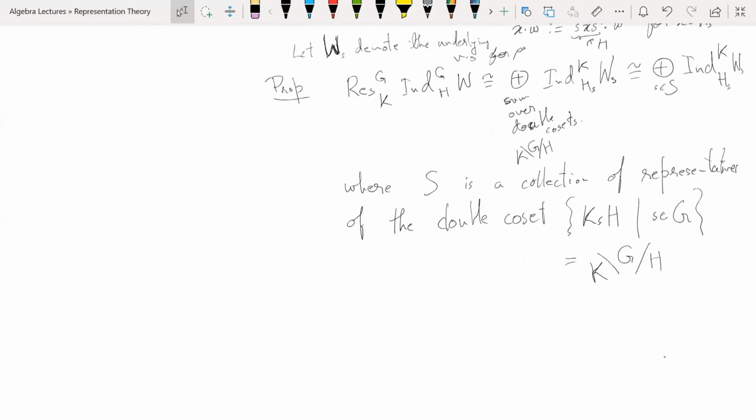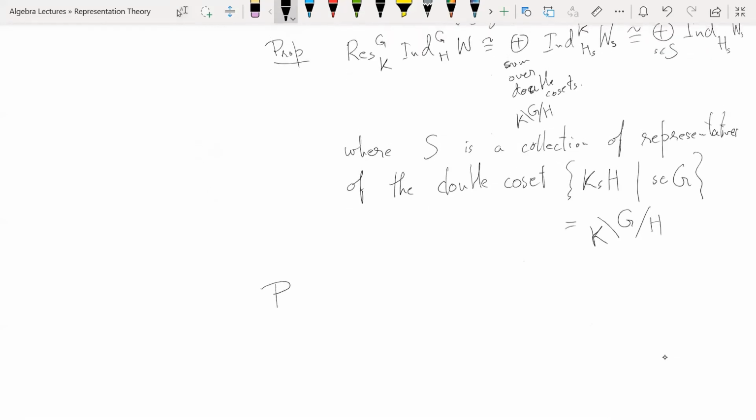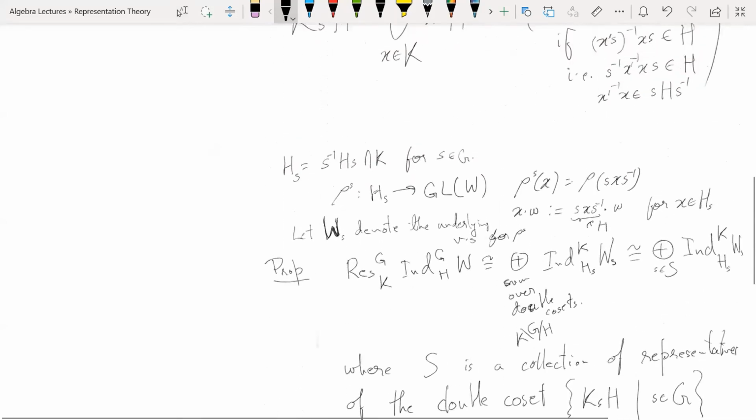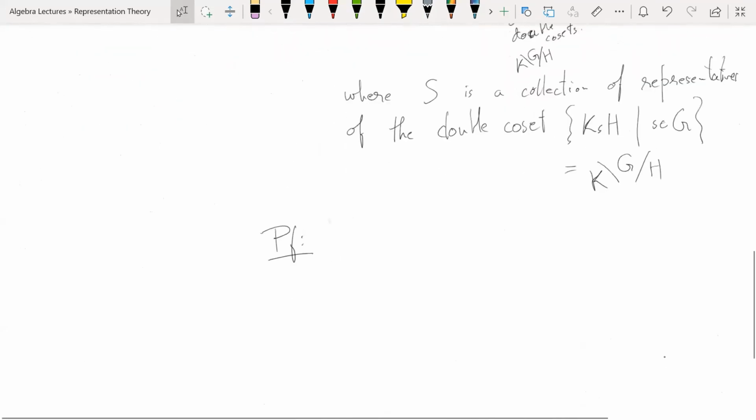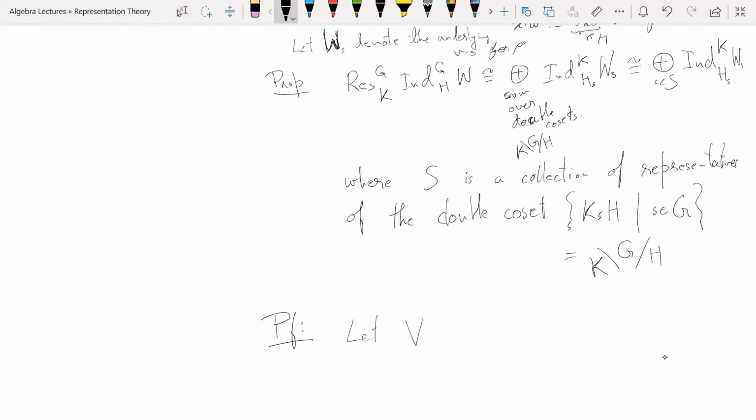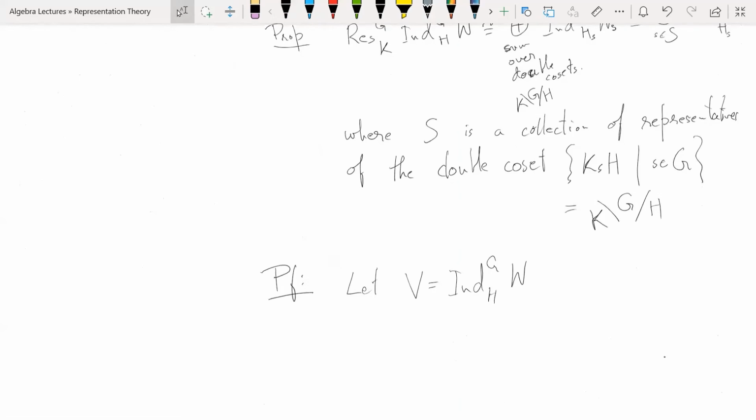Okay, so let's see a proof of this. V is our induced representation, the induction of W from H to G. Since V is induced, V is the direct sum of translates of W, x W, where x ranges over G mod H, or maybe some representatives of left cosets if you like.